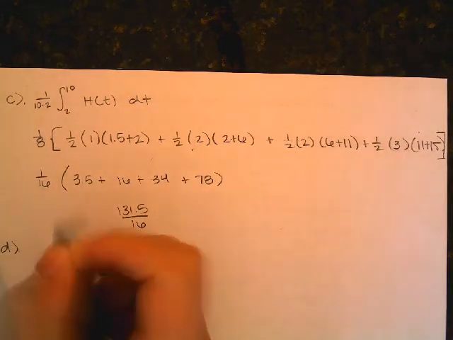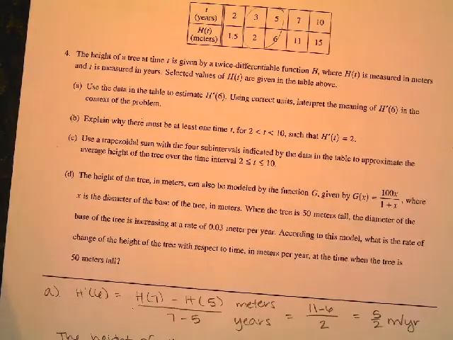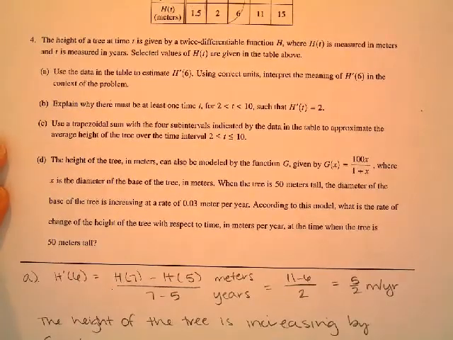All right, part D gives you g of x, and they start giving you all sorts of different information. So x is the diameter of the base of the tree in meters. When the tree is 50 meters tall, which is what g stands for, it's the height of the tree, the diameter is increasing at a rate of 0.03 meters per year. What's the rate of change of the height of the tree? So part D is basically a related rates problem.